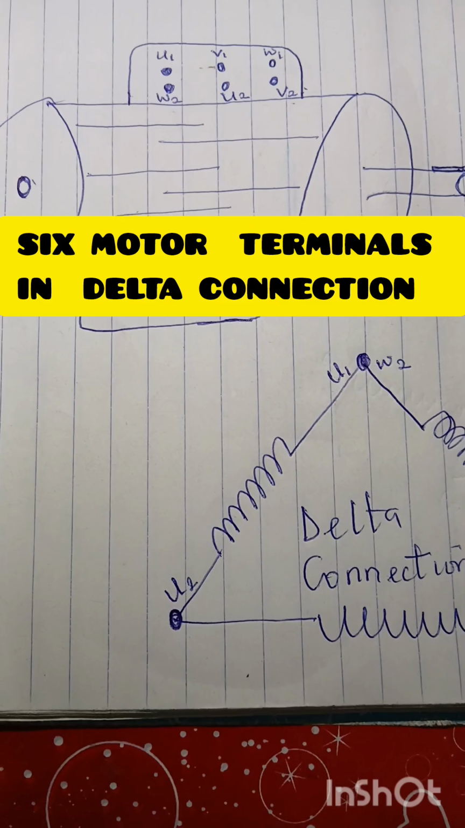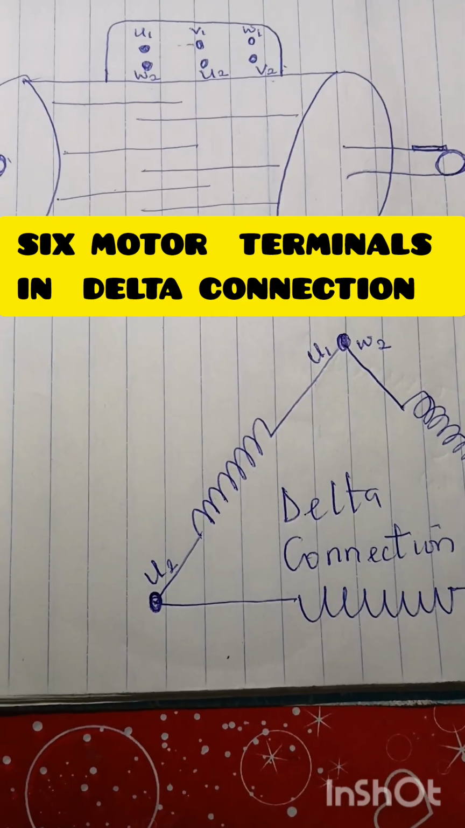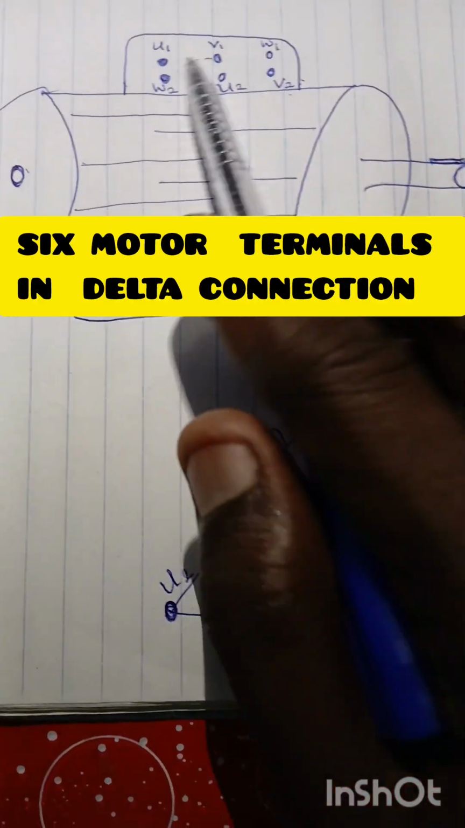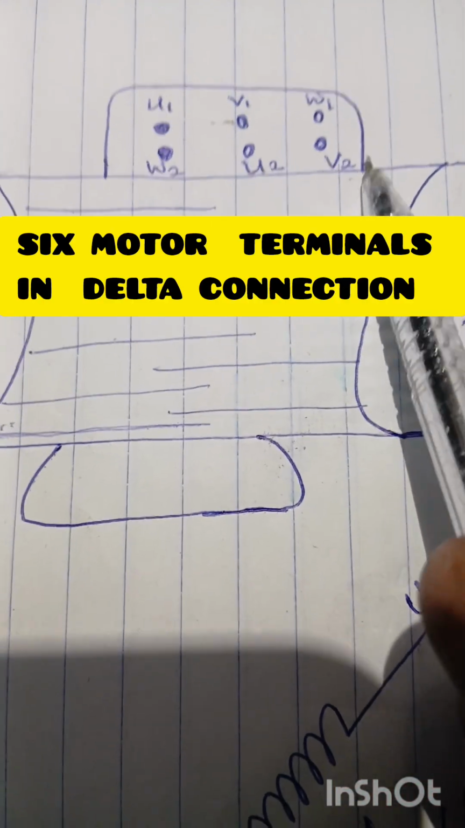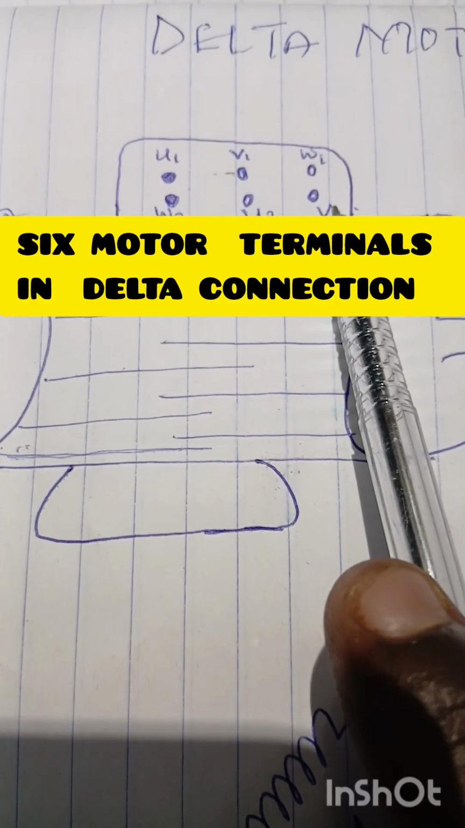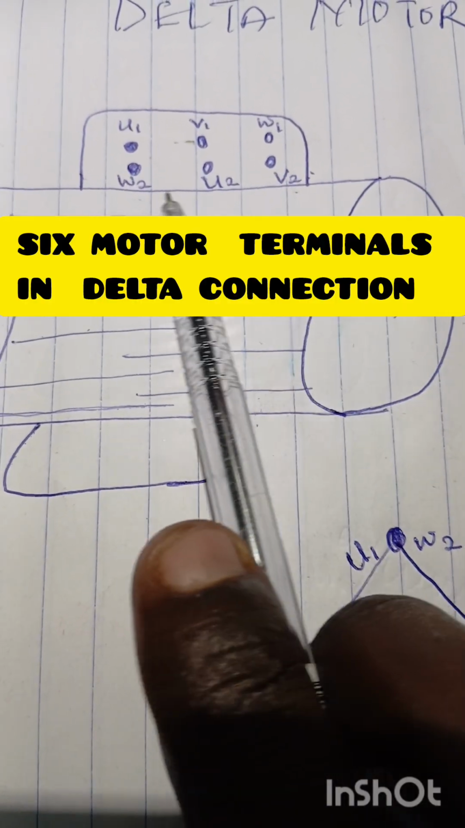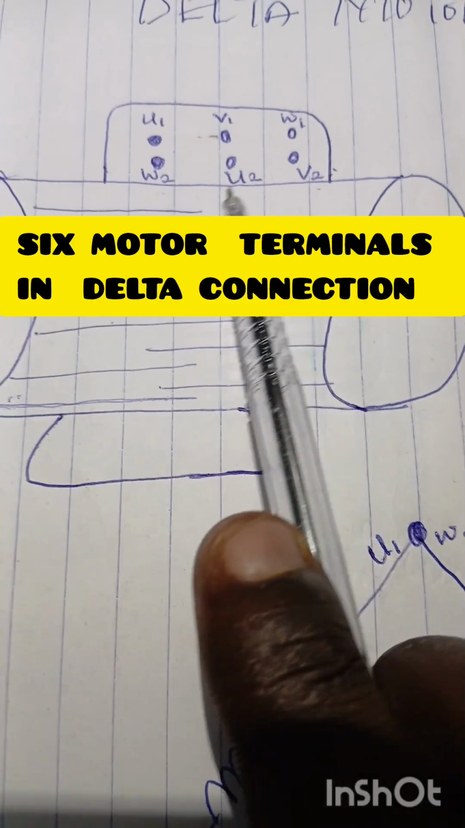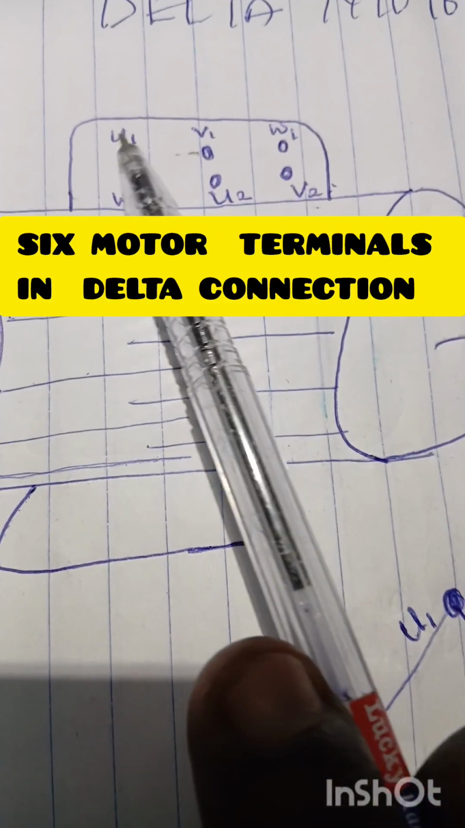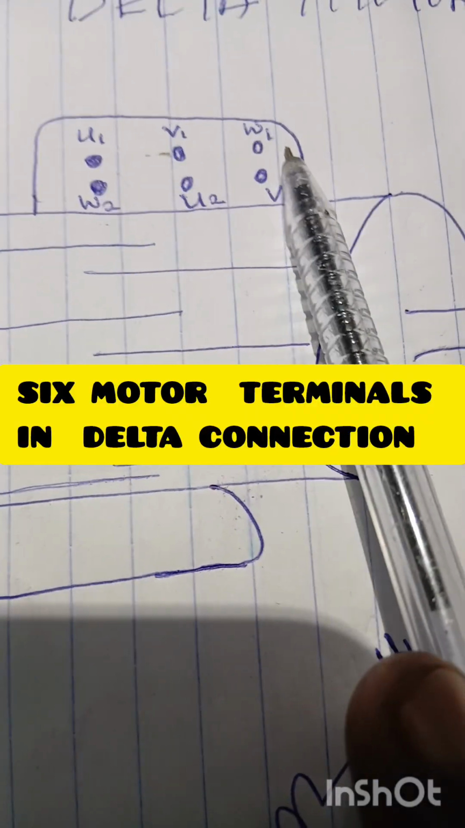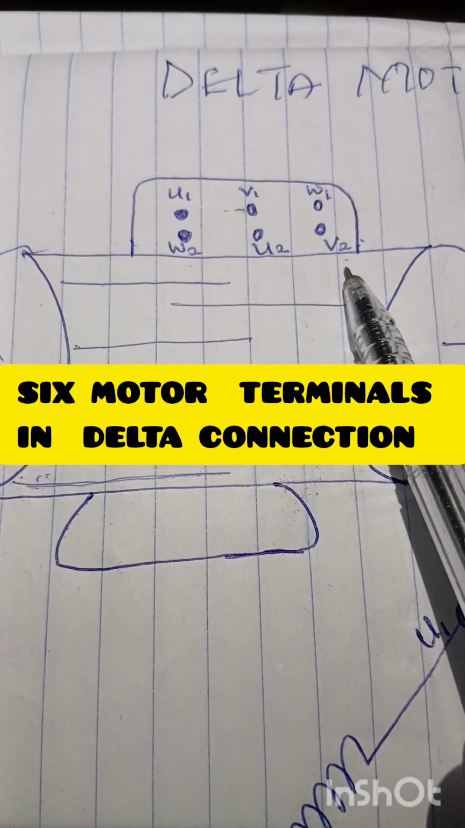Let us see how our electric motor can be connected in delta connection. How we can manipulate these six terminals available on our electric motors to form a delta configuration. That is our U1, V1 and W1 and W2, U2 and V2.